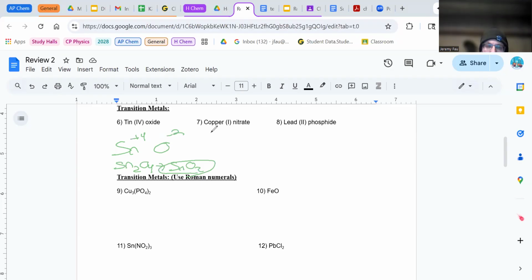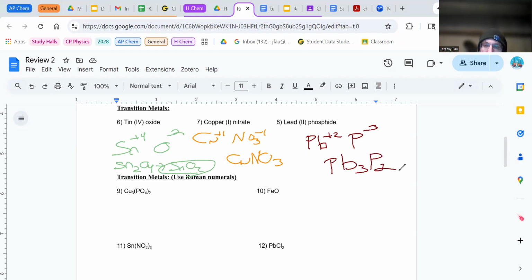Copper 1 nitrate is Cu. The copper has a charge of +1. Nitrate is NO3, it's -1. So those cancel out. CuNO3. And then lead 2 phosphide, again, that 2 is the charge of the lead, +2. Phosphide is P-3. Pb3P2.